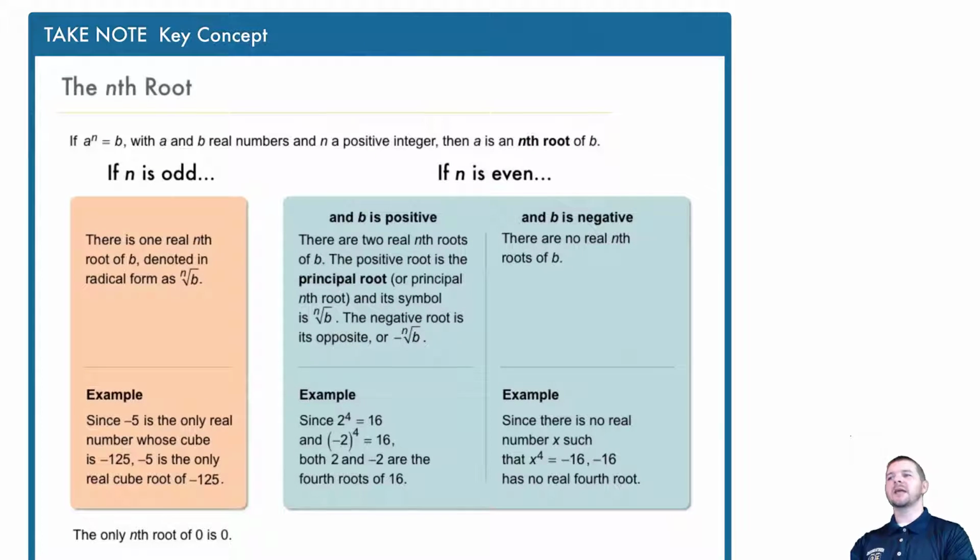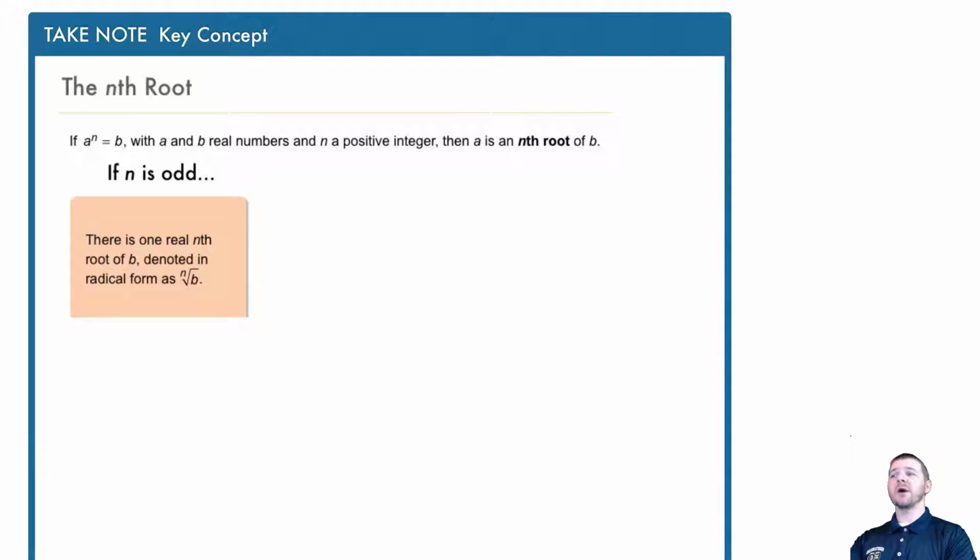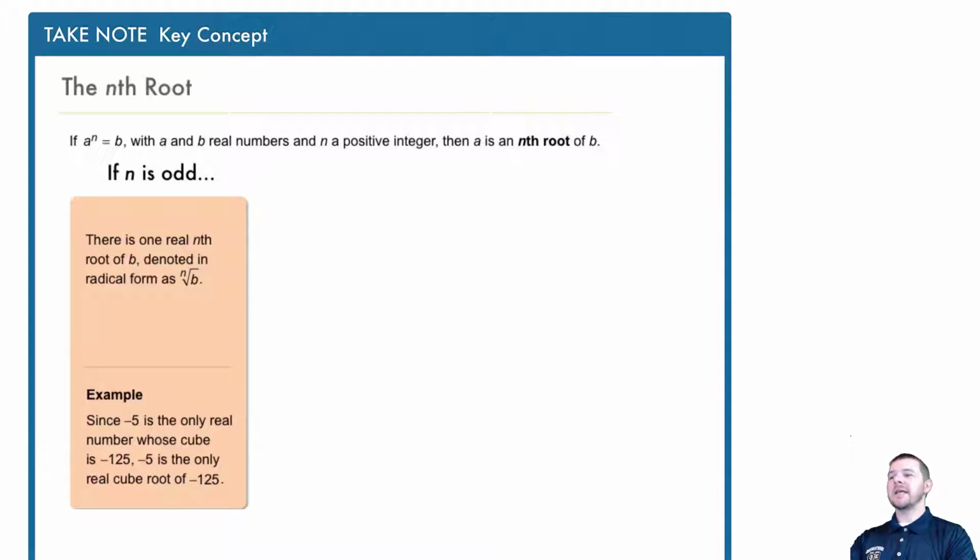Take note, key concept, the nth root. If a raised to the n power equals b, with a and b real numbers, and n a positive integer, then a is an nth root of b. If n is odd, there is one real nth root of b, denoted in radical form as the nth root of b, where n is written as the index in the crook of the radical sign, and b is written underneath the radical sign as the radicand. For example, since negative 5 is the only real number whose cube is negative 125, negative 5 is the only real cube root of negative 125.